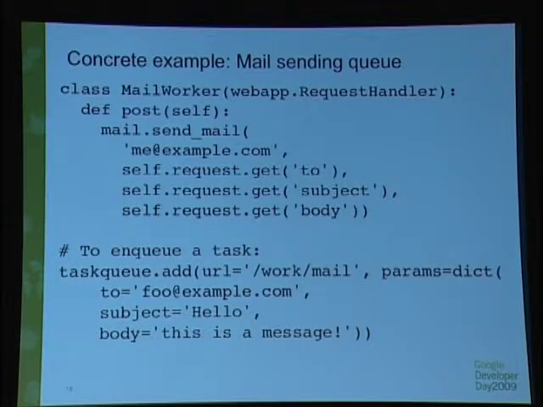And then to actually execute this, I enqueue a task, and I say, OK, this is the URL of my worker, and these are the parameters that I want to have go into the mail message. That's it. It's really easy, right? It's like calling a function, but at an HTTP request level.